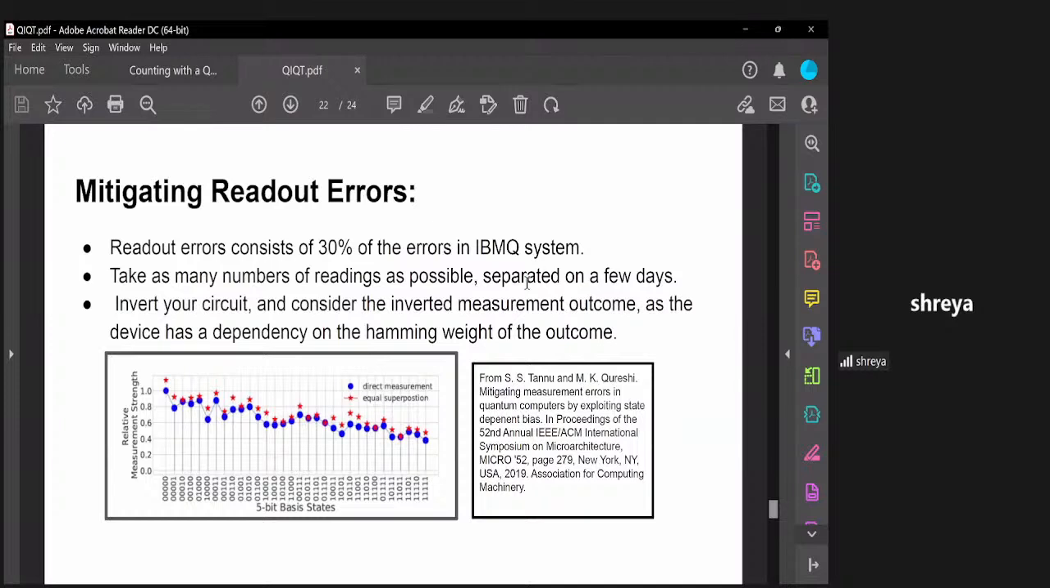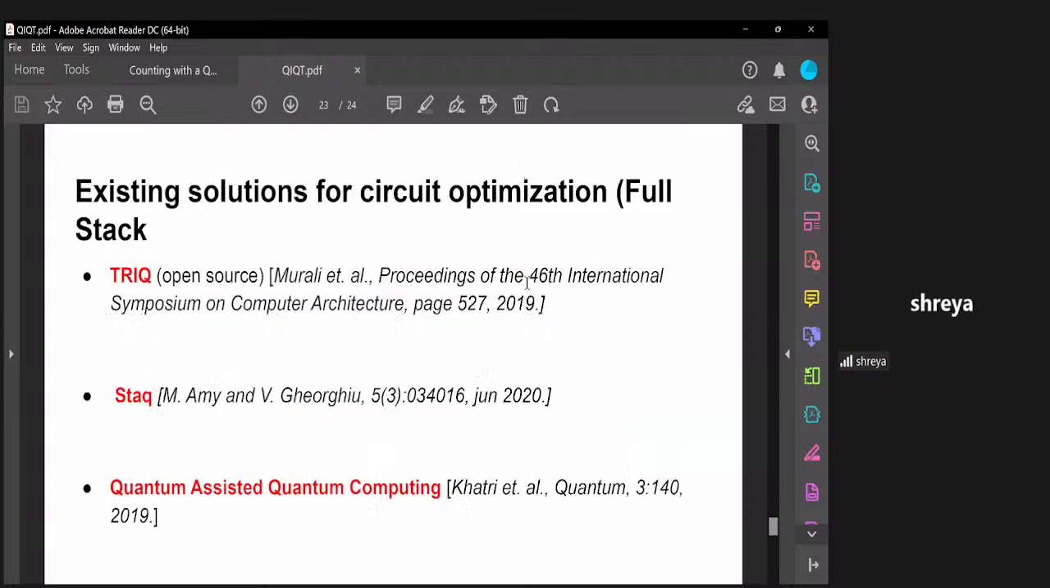One quick fix for the readout errors is you can initiate your circuit in 0 and you can initiate your circuit in 1 and then you can take the average of the two. Of course, you have to reverse your circuit for that, but that's easy. Just before measurement, put another layer of X gates.